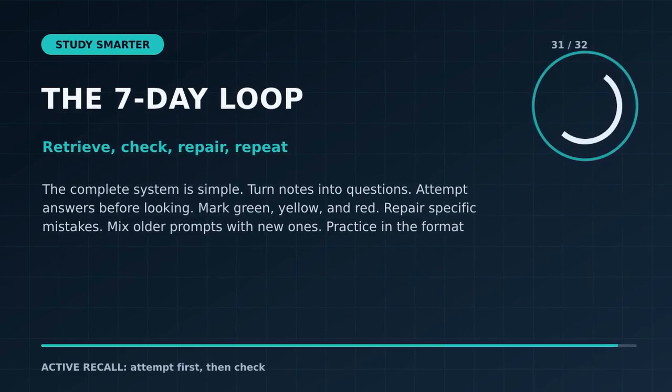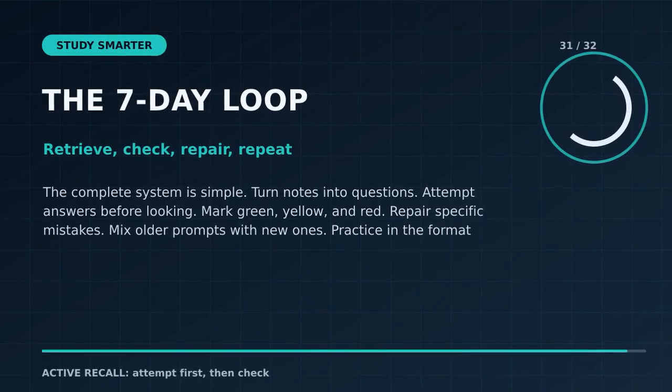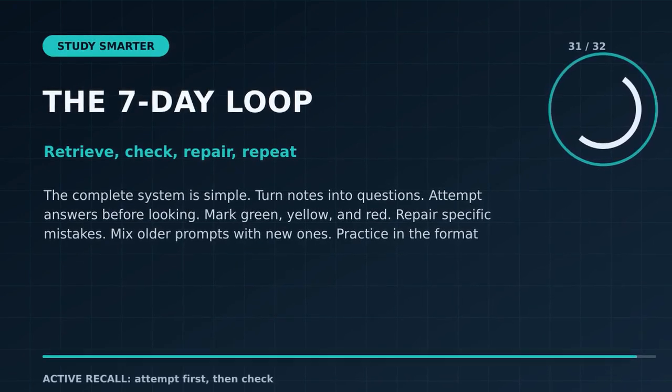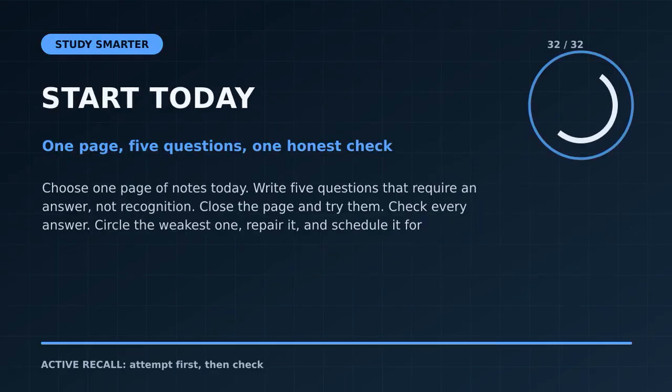The complete system is simple. Turn notes into questions. Attempt answers before looking. Mark green, yellow, and red. Repair specific mistakes. Mix older prompts with new ones. Practice in the format you will need. Then run a cumulative check and start the next week from the evidence. You do not need perfect motivation. You need a repeatable loop.